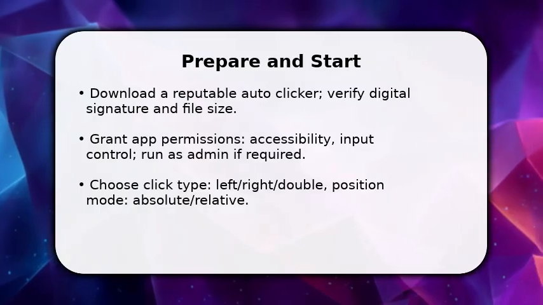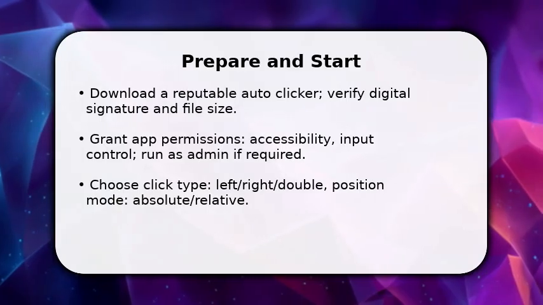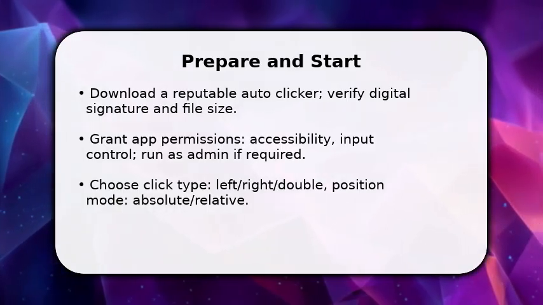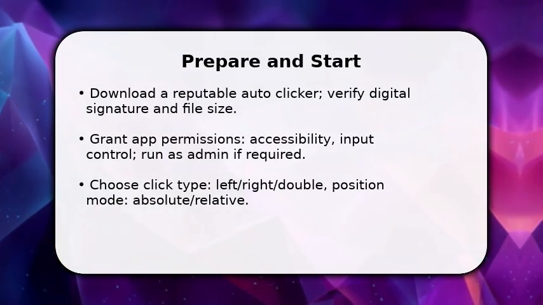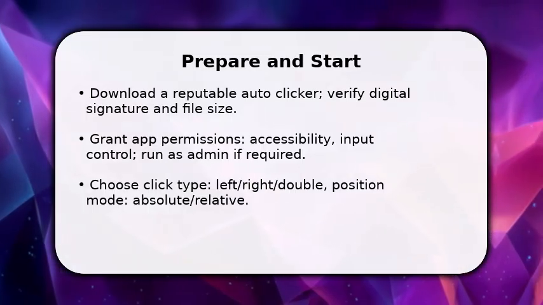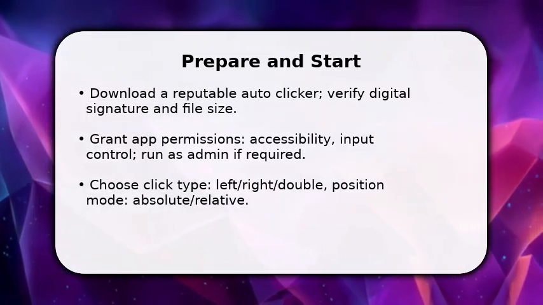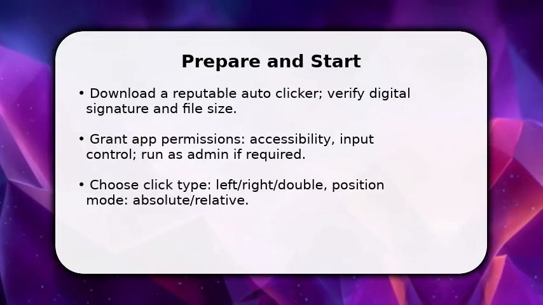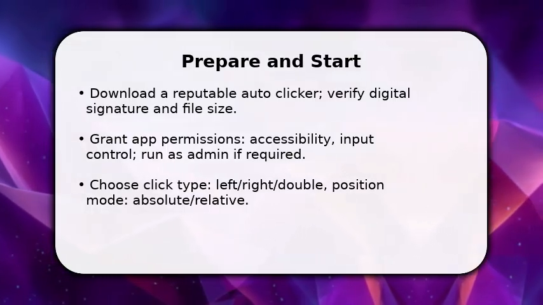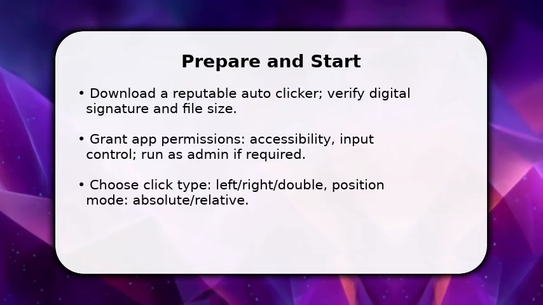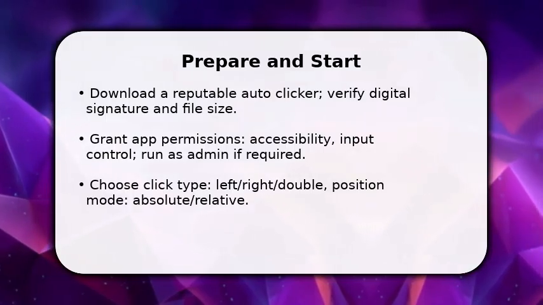You will begin by getting a reliable auto clicker and confirming permissions. Once downloaded, install and run as administrator so input hooks work. Next, pick the click type you need, left, right, or double, and decide on position mode. Absolute for fixed coordinates, relative for window-based clicks. Make sure to save any preset immediately.